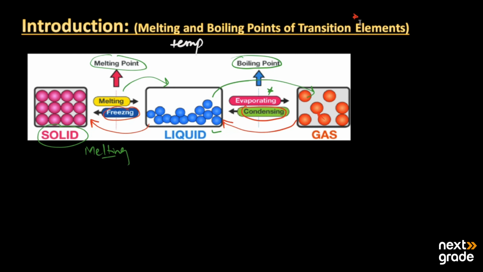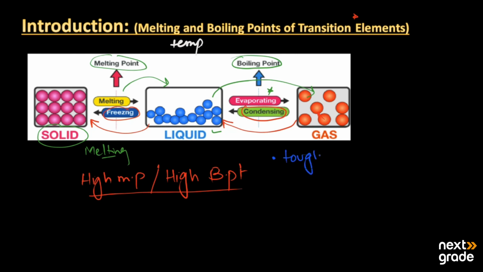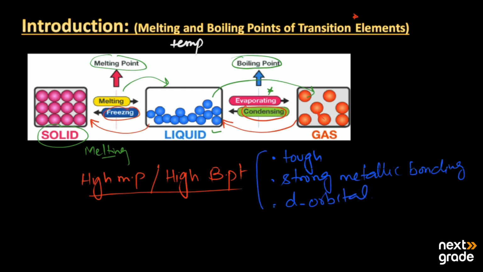Now here we will talk about the melting and boiling points of the transition elements. Transition elements have very high melting points as well as very high boiling points. Why do they have high melting and boiling points? All that depends upon their properties. They are very tough, they have strong metallic bonding, and they have the involvement of d orbitals. All these are the main reasons for which they have high melting and boiling points.